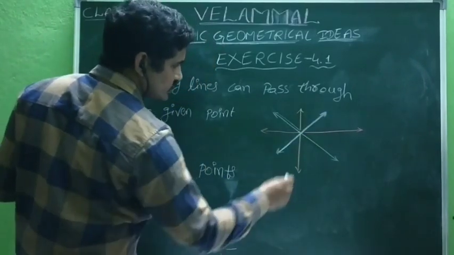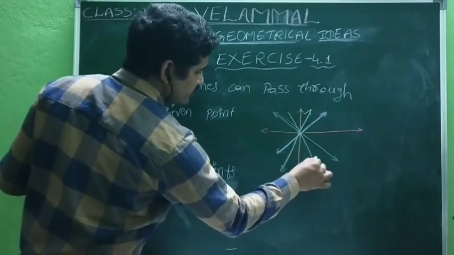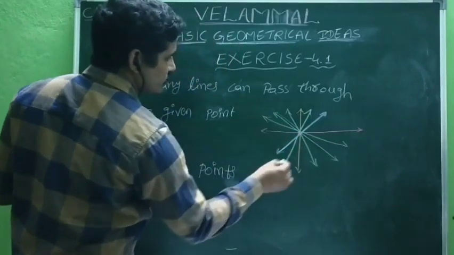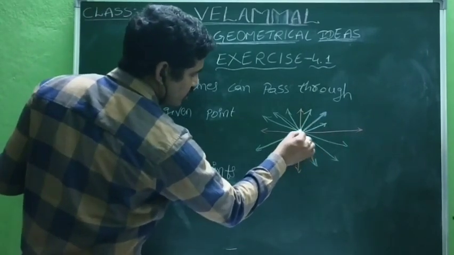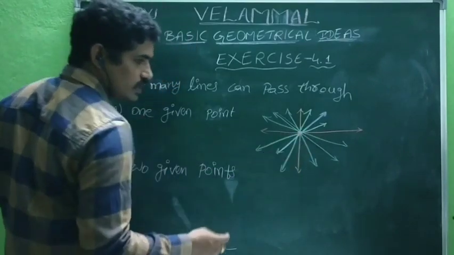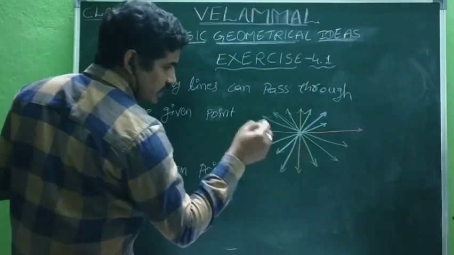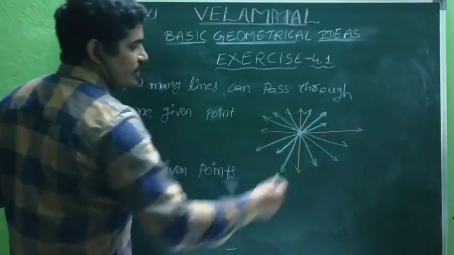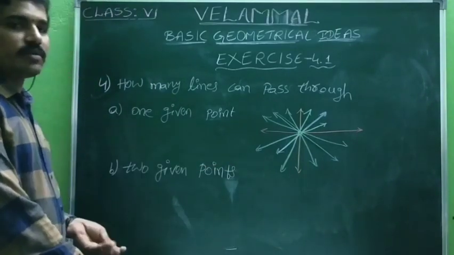Like this we can draw infinite number of lines from one given point. So there is a chance to draw infinite number of lines. We can see all these lines intersect at a point. This is the thick part we are able to see, but actually this is not the thick part. If we take it very small, the intersection is also very small. So from the given one point we can draw infinite number of lines.